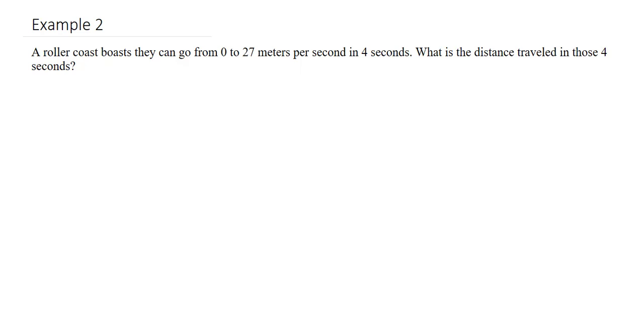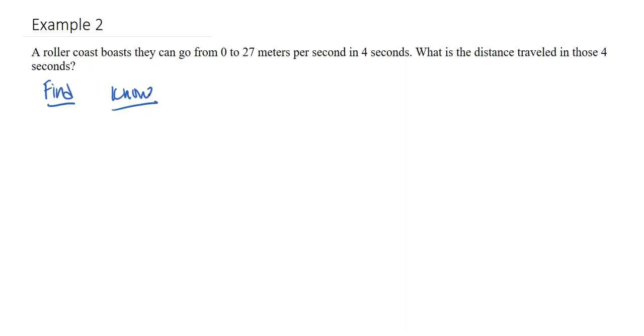Example 2. A roller coaster boasts that it can go from 0 to 27 meters per second in 4 seconds. What is the distance traveled in those 4 seconds? Well, let's go over what we are trying to find, what we know, and then we'll probably have to add some additional information that we can find from this.